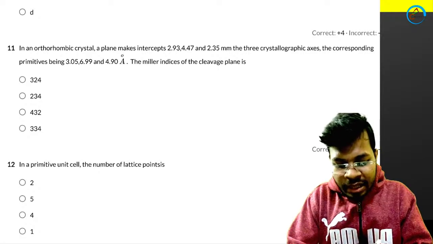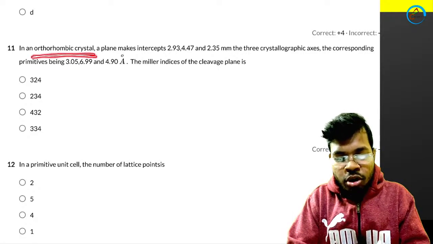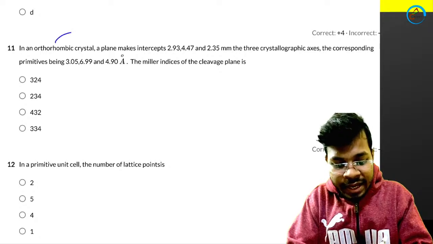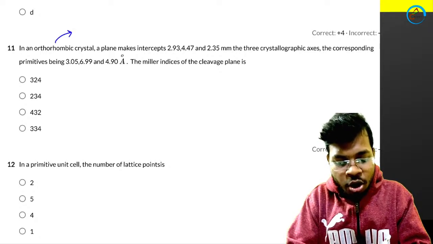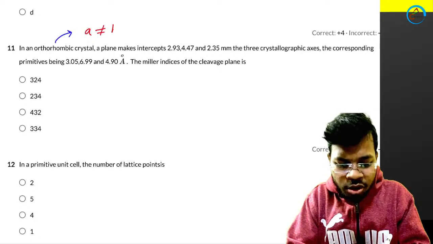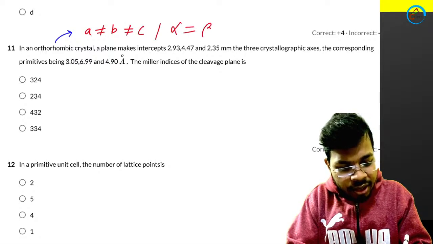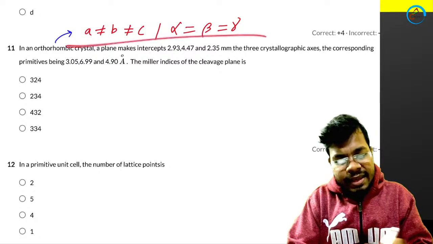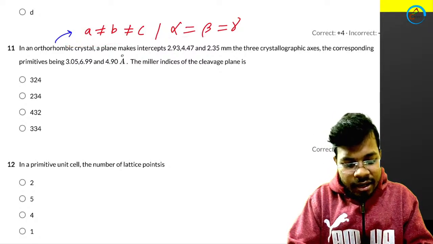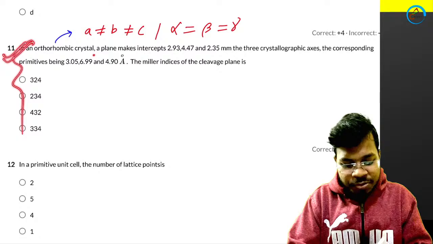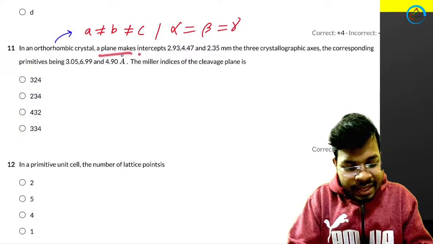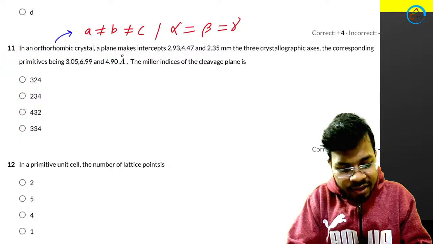So I am giving you an orthorhombic crystal. Orthorhombic crystal means what? Again I am making you remember. Orthorhombic crystal means a not equal to b not equal to c, but alpha equals beta equals gamma. So in this case, which one will be the correct option? The plane makes intercepts, and values are given.